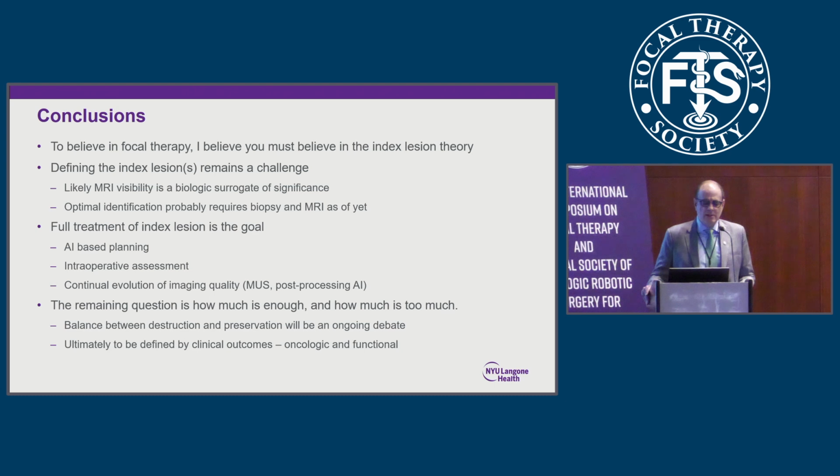So in conclusion, I believe that in focal therapy, you have to believe in the index lesion theory, obviously, but I think defining the index lesion is still a challenge, something we can do better, perhaps with enhanced imaging and modeling strategies. I think full treatment of the index lesion is essential, and there are a number of different ways we're trying to do that. And I think an interesting question for future trial design will be how large does an ablation really need to be, and does expansion of ablation really influence functional outcomes after the treatment?